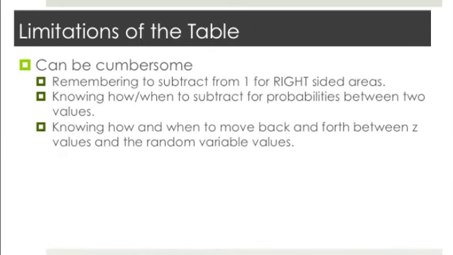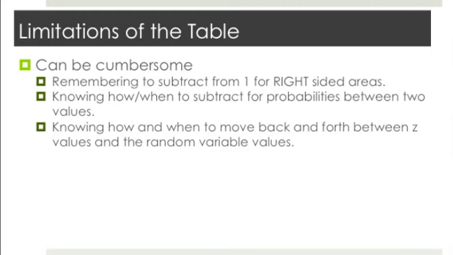There are limitations to the table. First of all, it can be a little bit cumbersome to use. For example, we have to remember to subtract from 1 if we're trying to compute areas on the right side of our normal curve. We also need to know how and when to subtract for probabilities that correspond to being between 2 values that we care about. And we need to know how and when to move back and forth between z-values and the random variable values themselves. We've seen examples of that in the scenarios we talked about earlier.